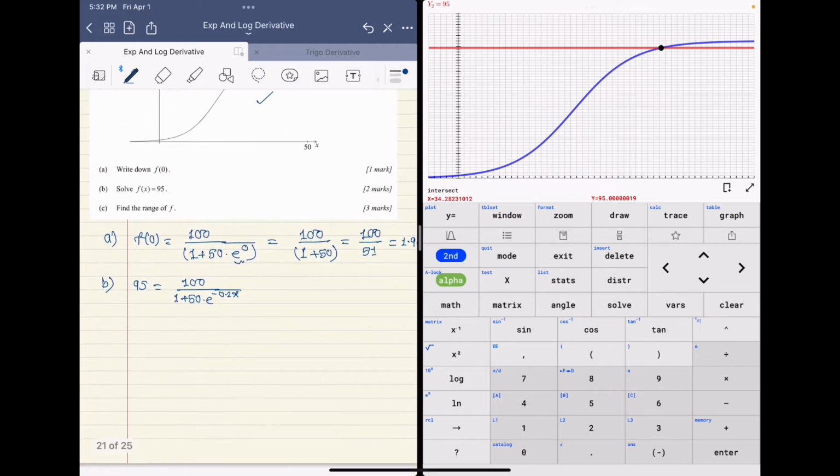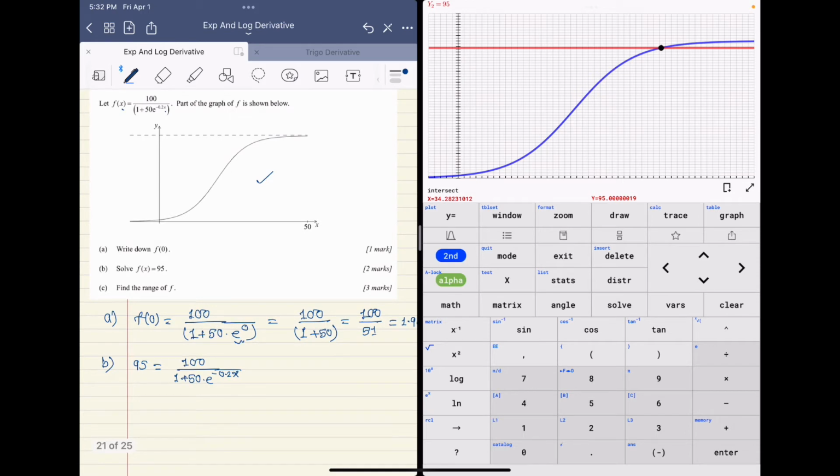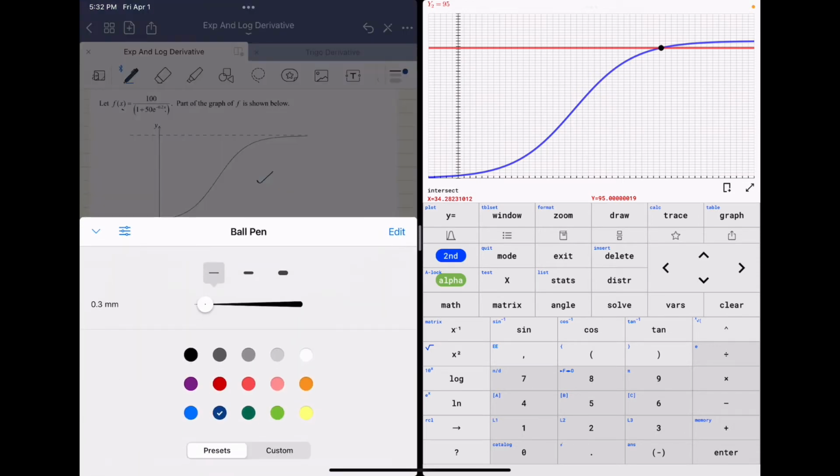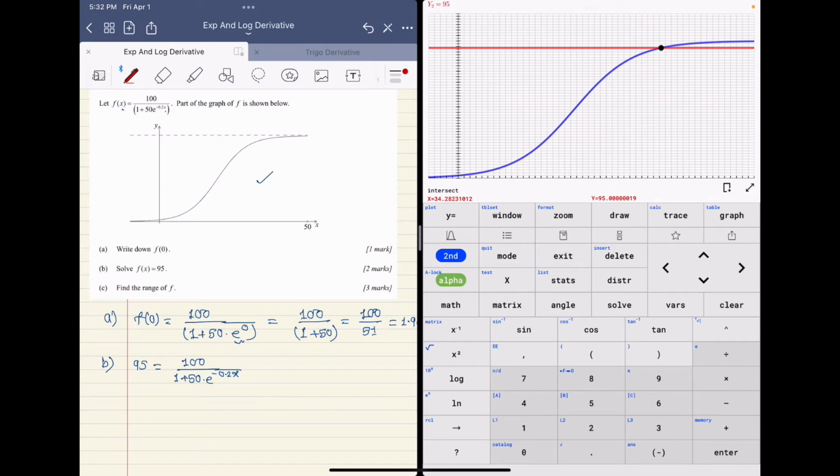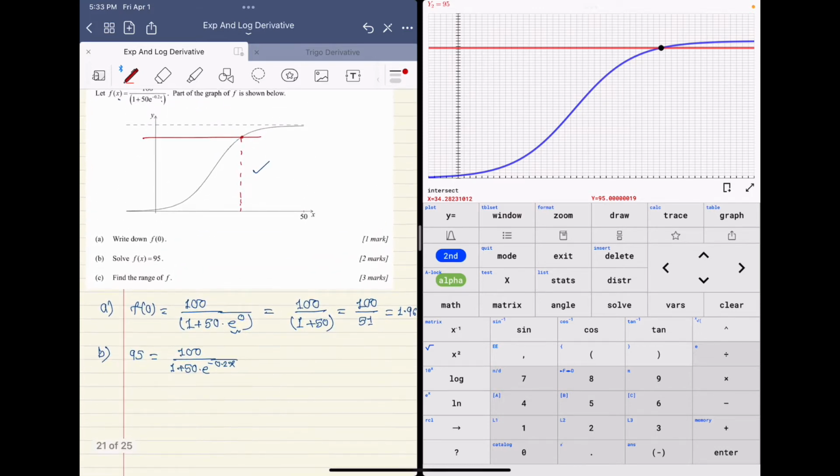So when you have this graph, you just draw that 95 line somewhere here, because that is what you are working on, and show that this point is your value. So in this case, your value of x is 34.2823. Write down the answer you see on your calculator, and then you round off the answer, that is 34.3.